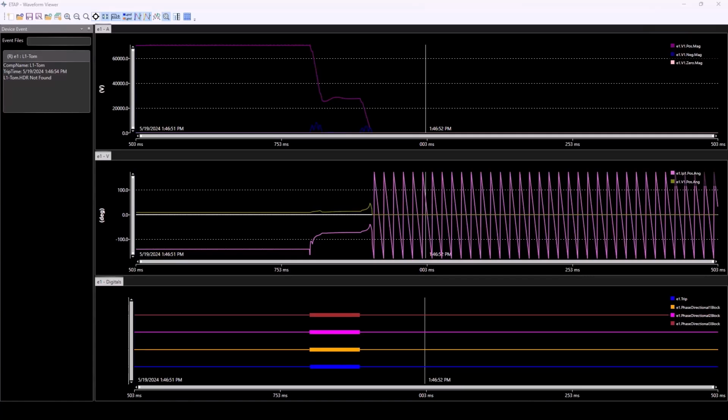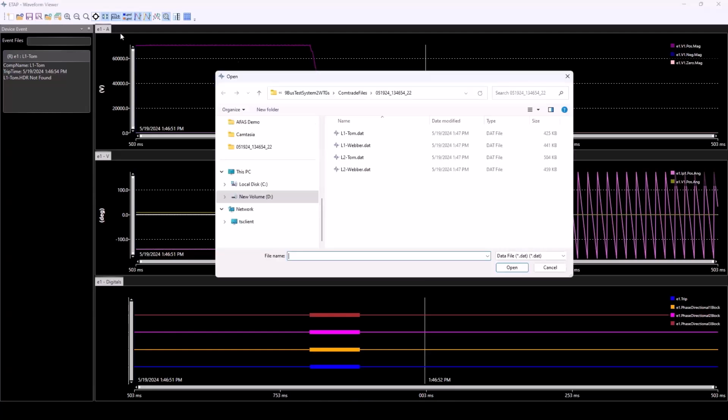Additionally, Waveform Viewer handles multiple COMTRADE files simultaneously. This allows users to compare data from different protective devices, such as COMTRADE files from both ends of the line. So let me bring in the other side COMTRADE file, the other side of the line, L1 Weber.